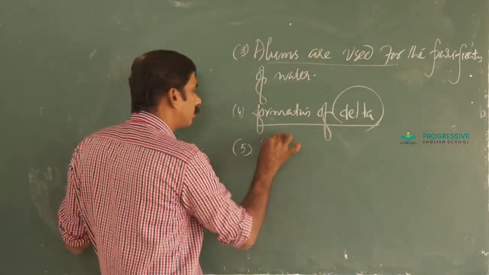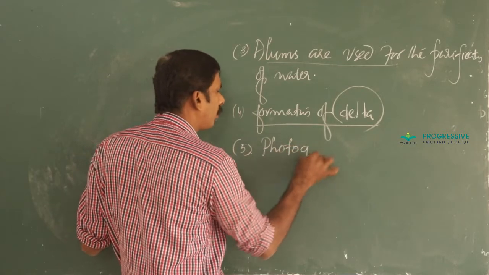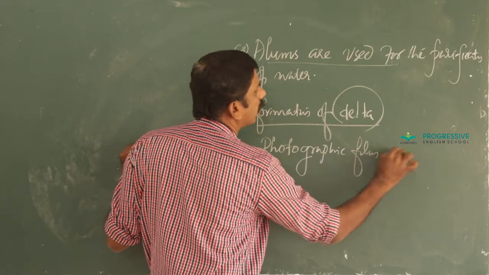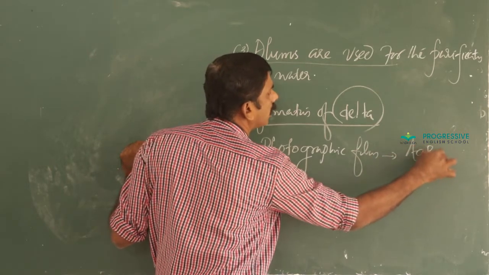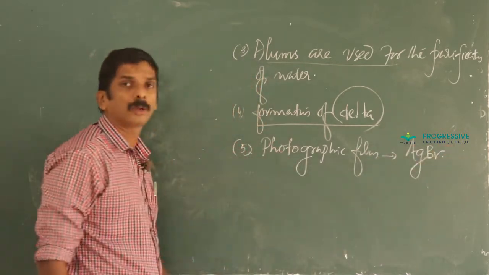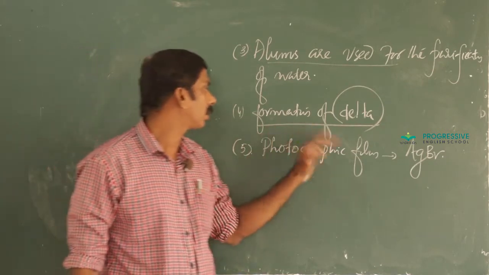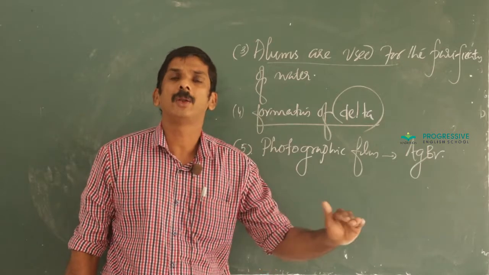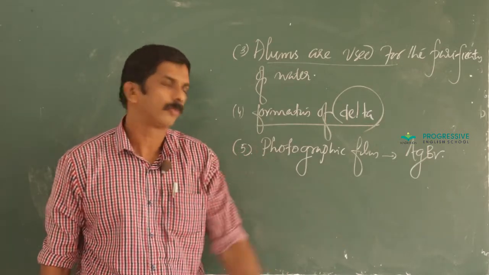And in earlier days, when anybody say this photographic film, that is the role of colloid. Photographic film contains colloidal solutions of AgBr. Colloidal AgBr is pasted over a celluloid paper, that is called film.